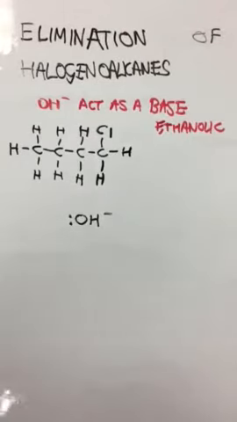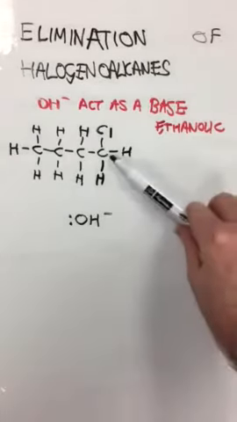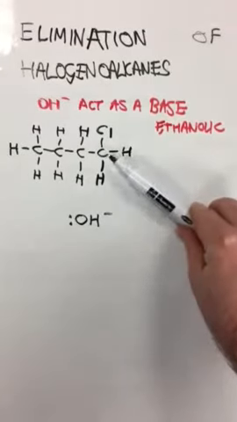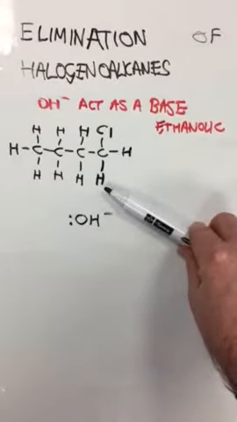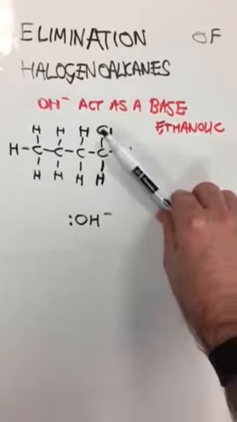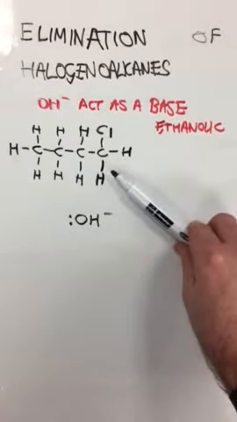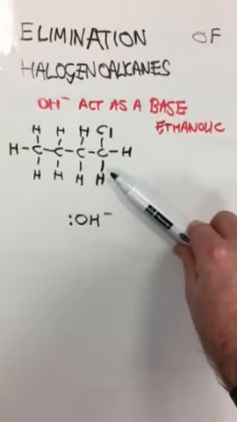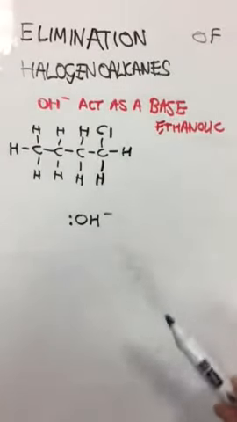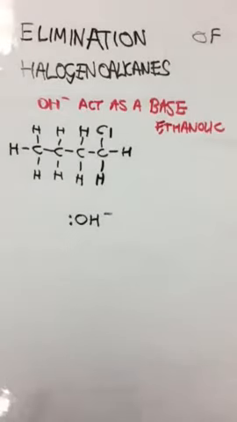Now, what you mustn't do is try and attack either the carbon that is attached to the chlorine or the hydrogen that is attached to the carbon which is attached to the chlorine, carbon number 1 or the hydrogen on carbon number 1. That will not give us the correct products. When hydroxide is acting as a base, the hydrogen is removed.